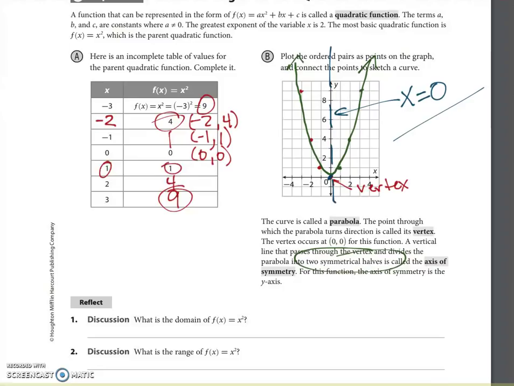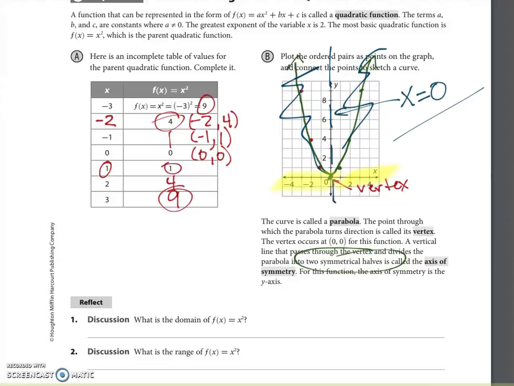Well, the domain, if you look at the graph, you can see that the domain is going to be all real numbers because the graph goes to the left of the y-axis. Well, the left of the y-axis, that's where the x's are negative. It also goes to the right of the y-axis, and to the right of the y-axis, well, that is where x's are going to have a value that is, excuse me, positive.